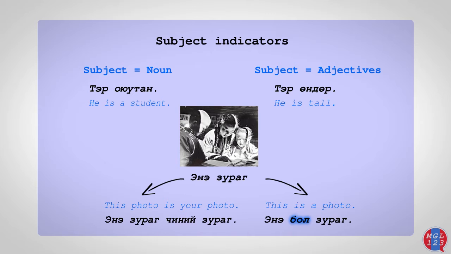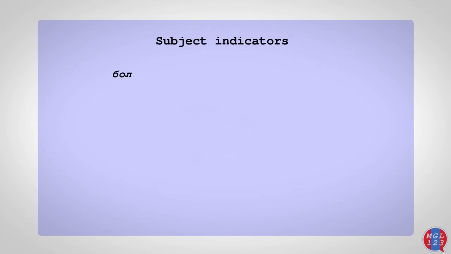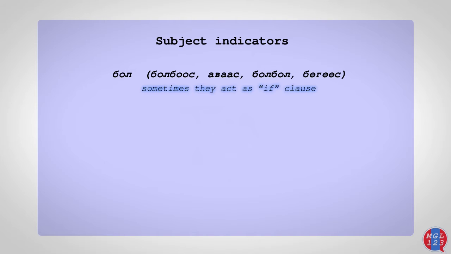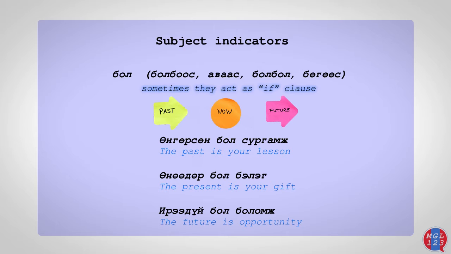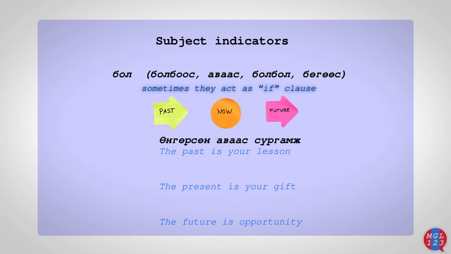There are several subject indicators in Mongolian. Бол, болбос, аваас, болбол, бөгөөс. For example, өнгөрсөн бол сургамж, өнөөдөр бол бэлэг, ирээдүй бол боломж. Instead of бол, we can use any of these subject indicators. The meaning of the quote won't change. For example, өнгөрсөн аваас сургамж, өнөөдөр аваас бэлэг, ирээдүй аваас боломж. Don't worry about memorizing the subject indicators in the brackets because they are only used in literature except for бол.